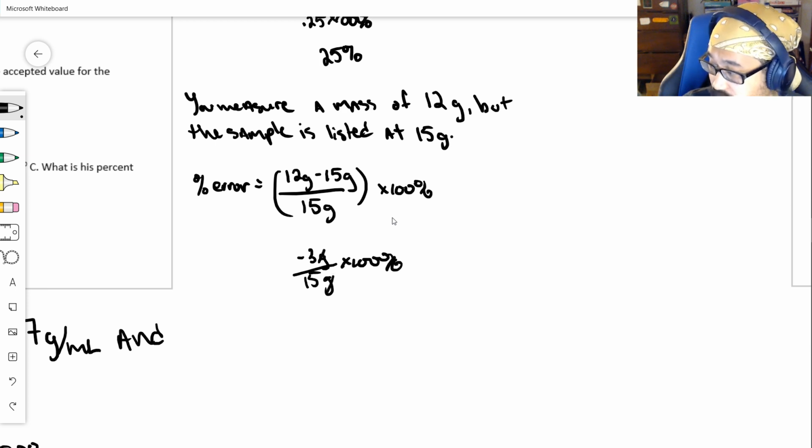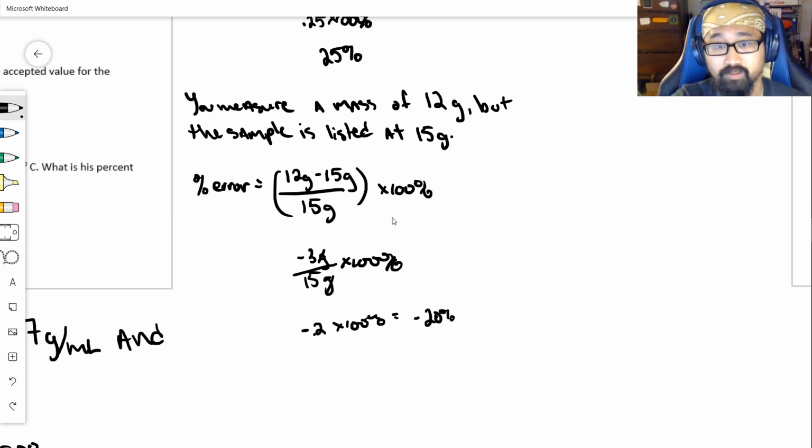All right, so grams are going to cancel again. So I have negative 0.2 times 100%, which is negative 20%. So I was off by 20%, but I was too small, right? Instead of being too big 20%, I was too small 20%. That's okay.